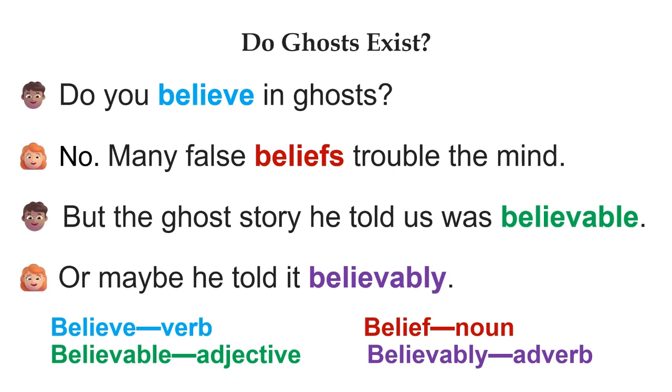Now you see the 4 forms. Believe, verb form. Belief, noun form, here used in the plural, beliefs. Believable, adjective, and believably, adverb. You must also look at the way in which the spelling has changed from believe V to belief F.